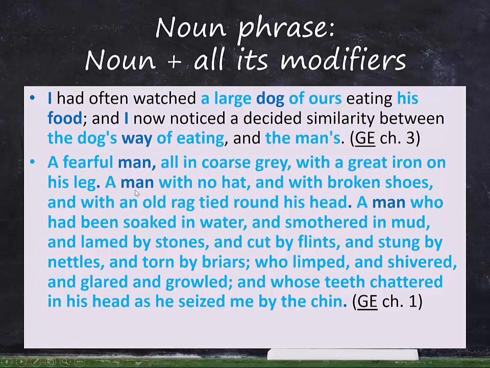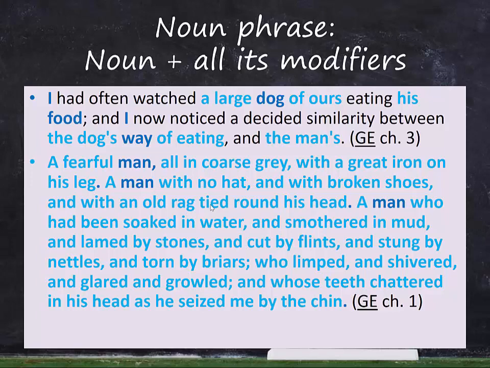A man with no hat and with broken shoes and with an old rag tied around his head. Oh, there's a verb, tied, but it only helps to describe the rag. We can test it if you aren't sure, though. What would be the subject of this verb? What did the tying? Did the rag tie itself? No, a person would tie the rag, but the sentence doesn't say that. Some words are left out.